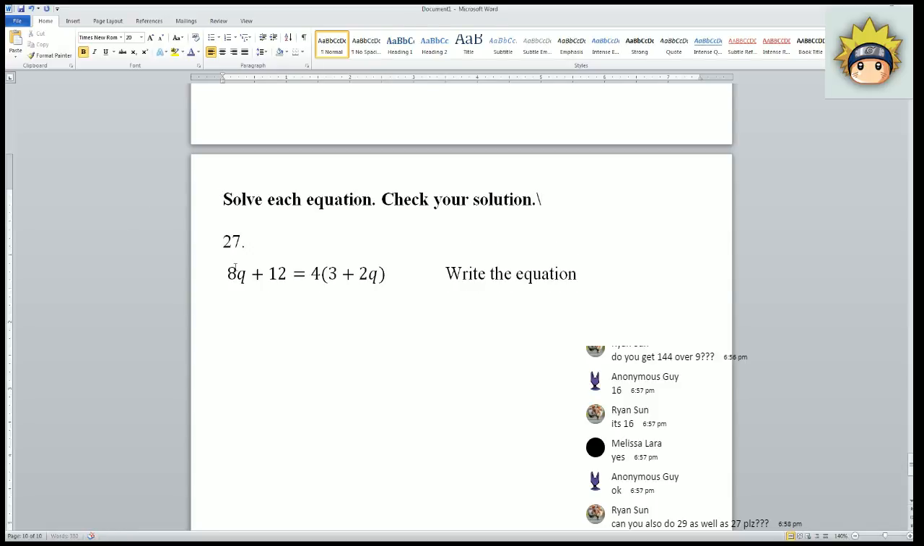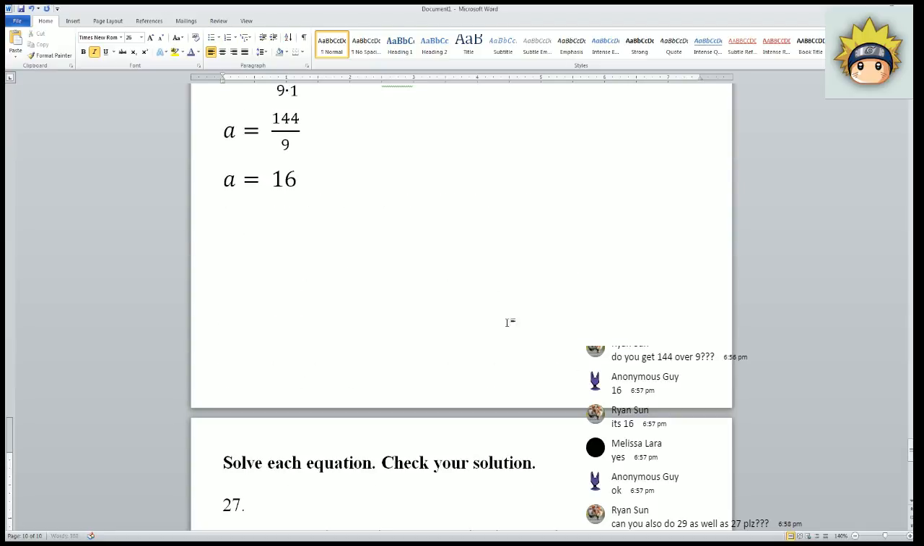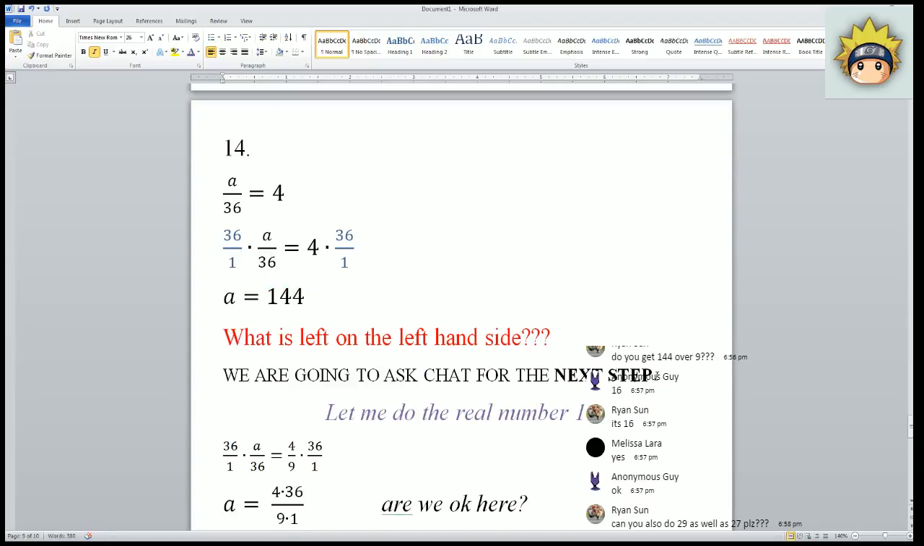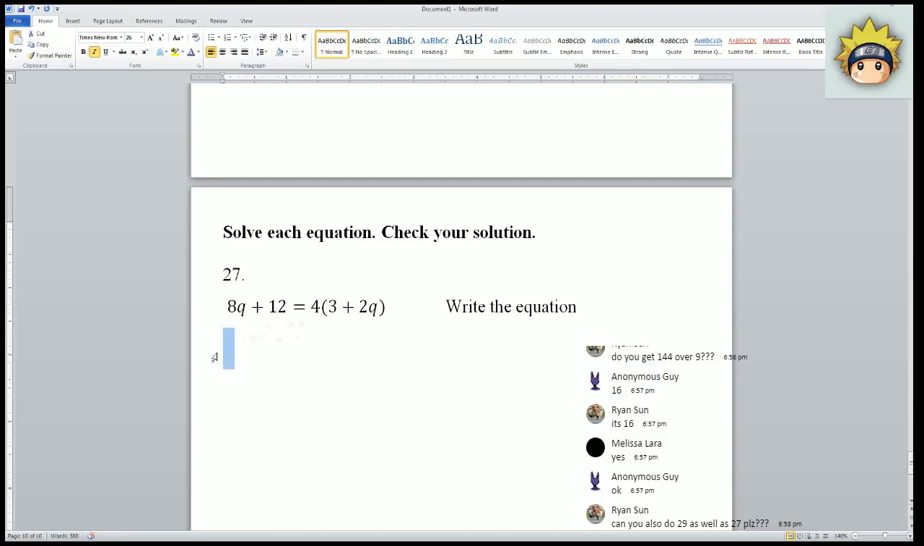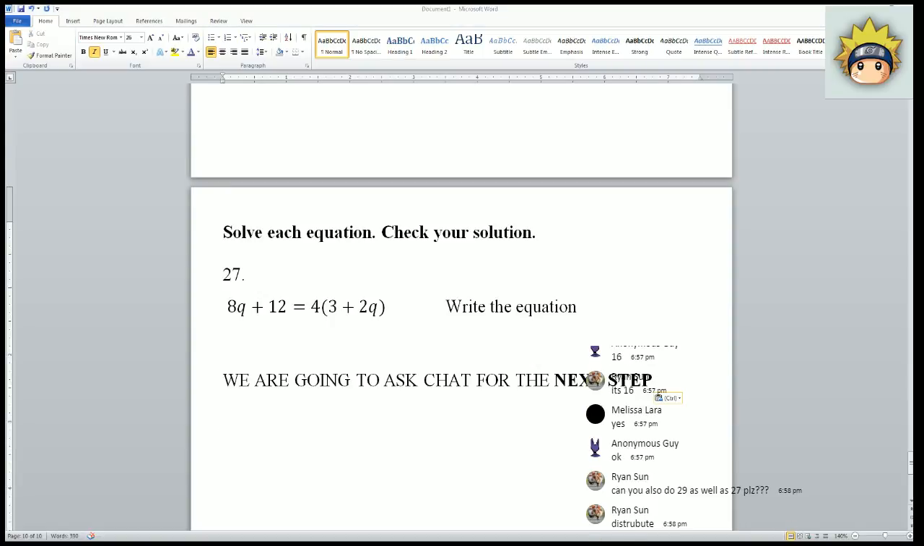Alright, so chat, what should be my first step after I rewrite the equation? Let's ask chat that. What should I do, chat? Come on, chat, let's get some answers going. Okay, distribute. Good. So let's distribute.